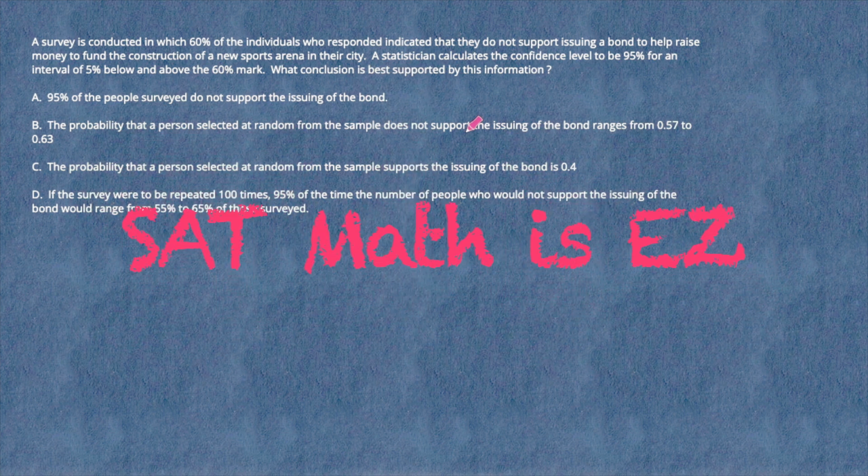In this video, we're going to see a problem from probability. Let us first read the problem. A survey is conducted in which 60% of the individuals who responded indicated that they do not support issuing a bond to help raise money to fund the construction of a new sports arena in their city. A statistician calculates the confidence level to be 95% for an interval of 5% below and above the 60% mark. What conclusion is best supported by this information?